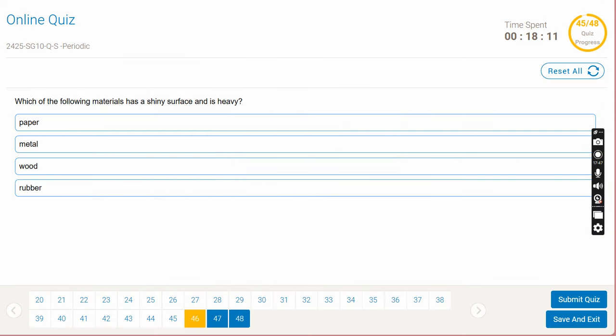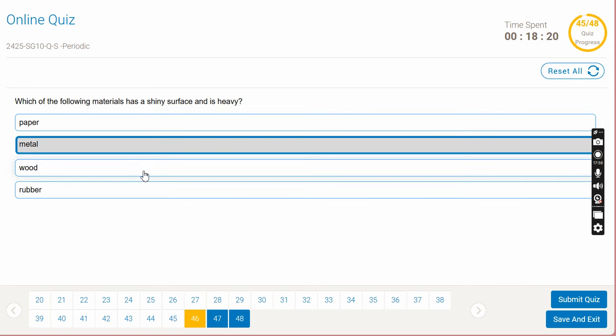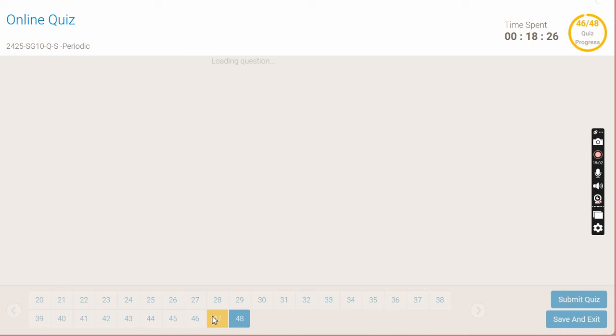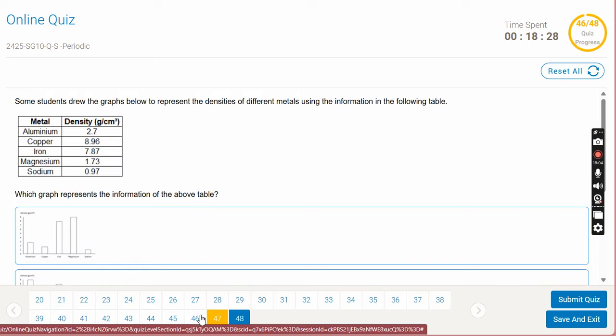Which of the following is a material that has a shiny surface and is heavy? Paper can be shiny, but it's not heavy, right? Metal is shiny and it is heavy. Wood can be heavy, but it's not shiny. Rubber is not heavy and it's not shiny. If you make the rubber bigger, then it will be heavy, but still not shiny.